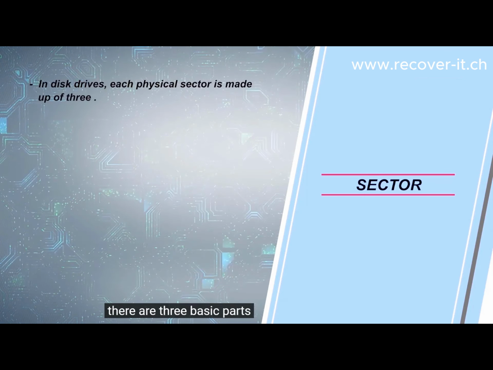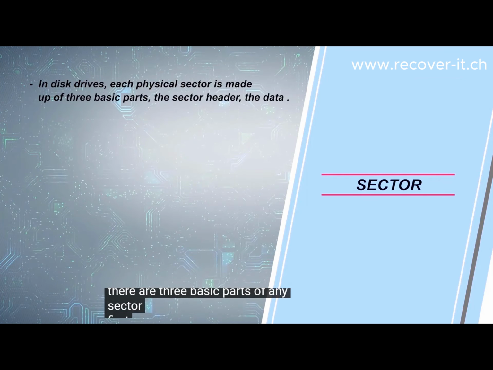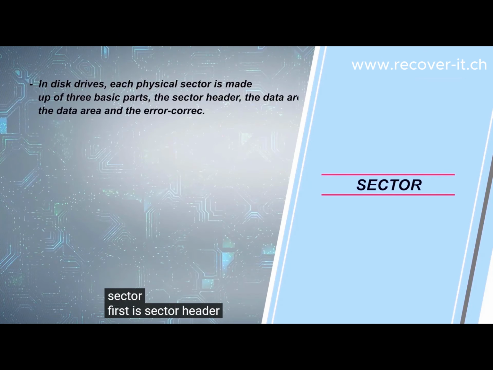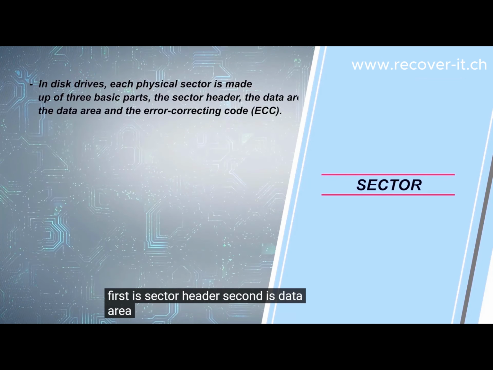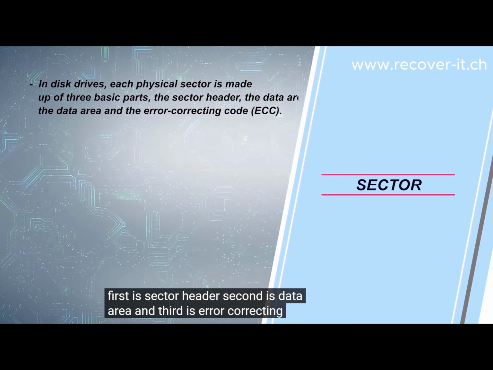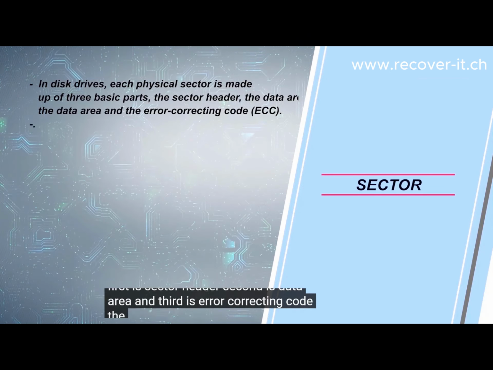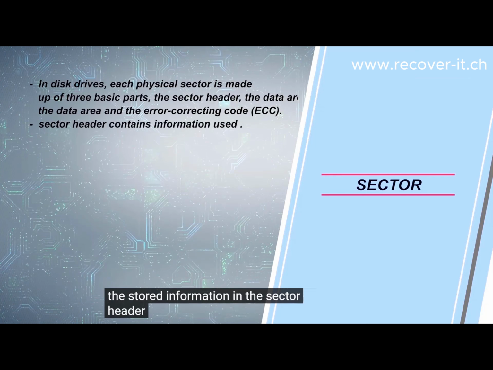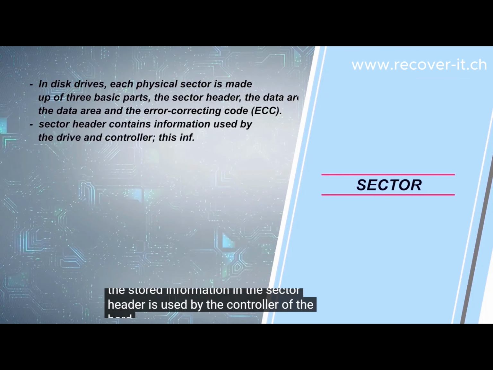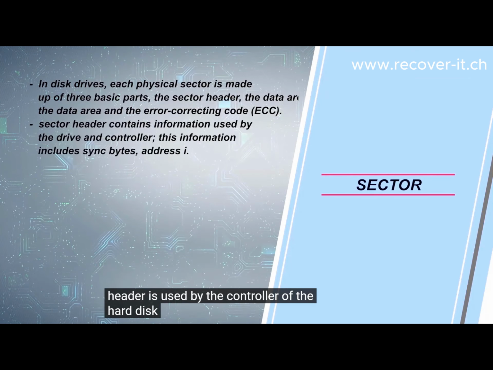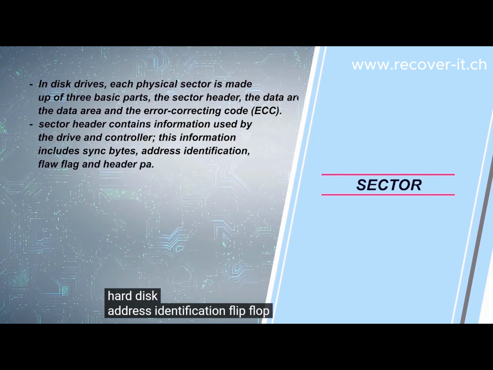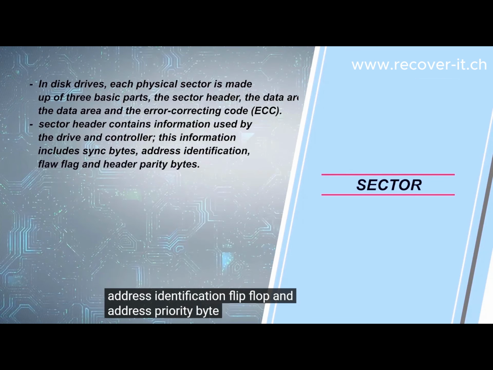There are three basic parts of any sector. First is the sector header, second is the data area, and third is the error correcting code. The stored information in the sector header is used by the controller of the hard disk. Address identification flip-flop and address priority byte information are stored in the sector header.